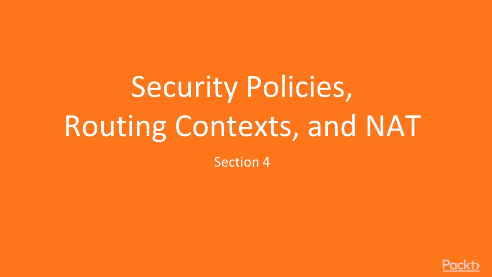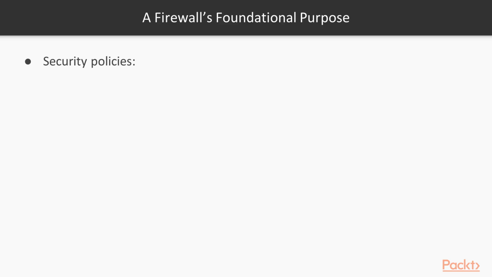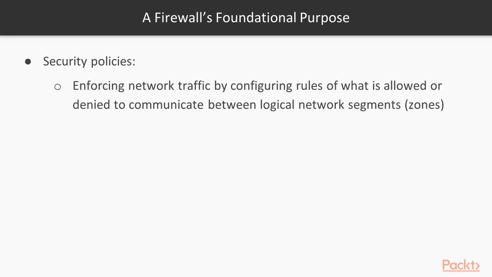Okay, let's continue on to section 4, security policies, routing context and NAT. Okay everyone, in section 4 we're going to begin discussing security policies, and this is the reason why you put a firewall in the environment. You want to isolate networks and put traffic rules behind each one so you can know what can go to what, or you can enforce what is allowed to go where.